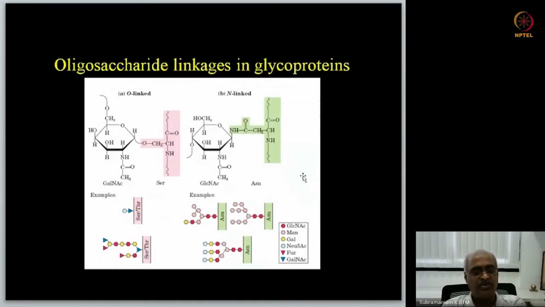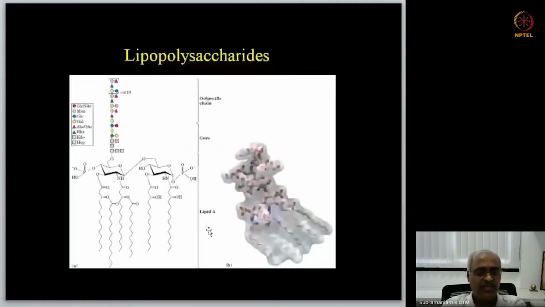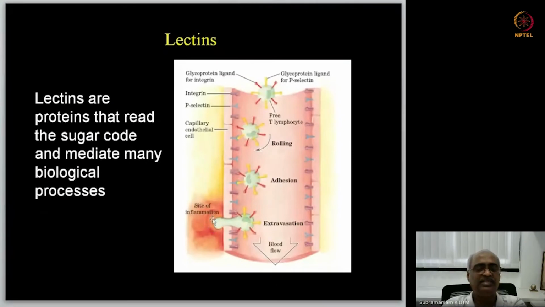The sugar code being that specific sequence: do you have this sequence, or this kind of sequence, and so on. There is really no limit to it. You can generate a variety of address tags. So you could have specific proteins, each recognizing a certain sequence of sugar, and that's why we say they read the sugar code, and they mediate cell and many molecular recognition in biological processes.